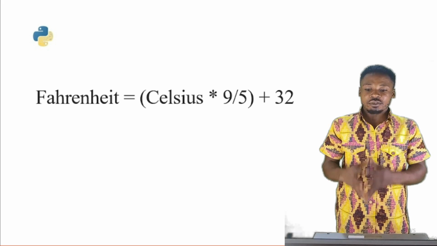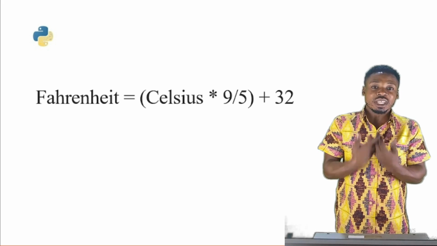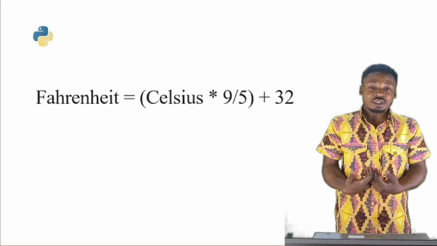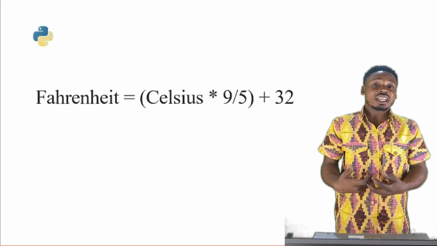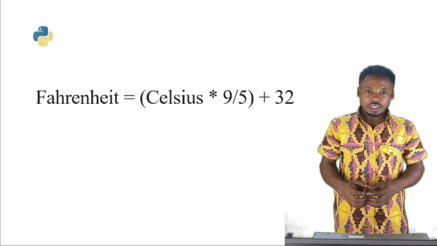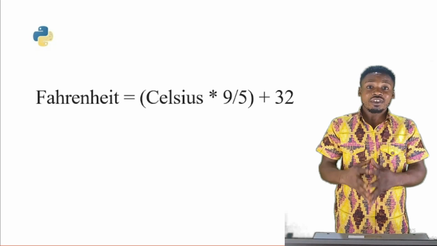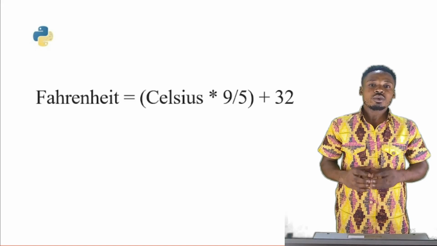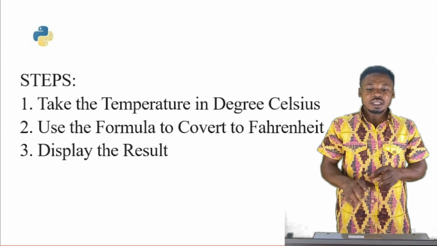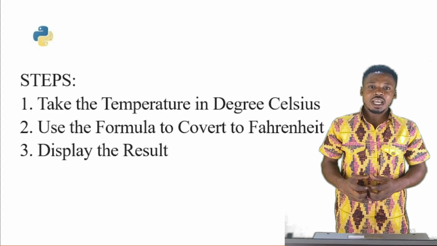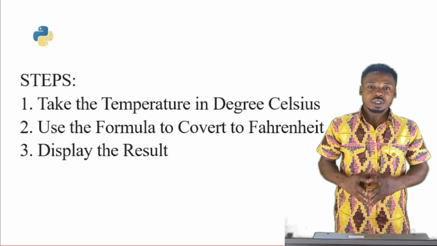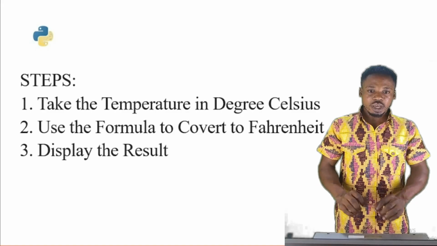To Fahrenheit. And the formula says that if we want to convert from degrees Celsius to Fahrenheit, we need to take the temperature in degrees Celsius, multiply it by 9 divided by 5, and then whatever result we get, we add 32 to it. So this is the formula that has been provided to us whenever we want to convert to Fahrenheit. After using the formula to convert to Fahrenheit, step 3 says that we must now display the result to the user for them to be able to see.